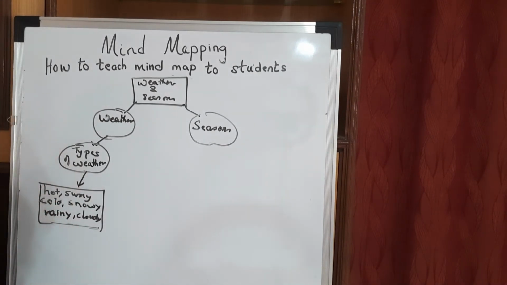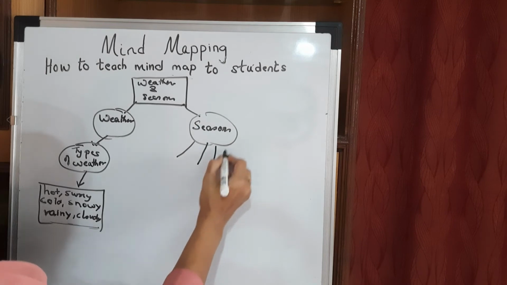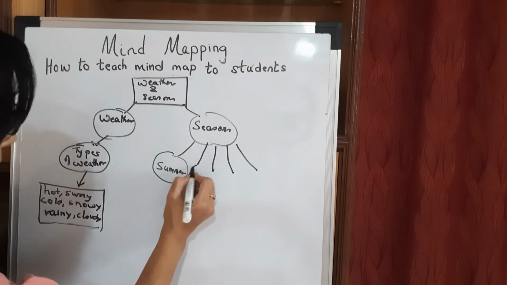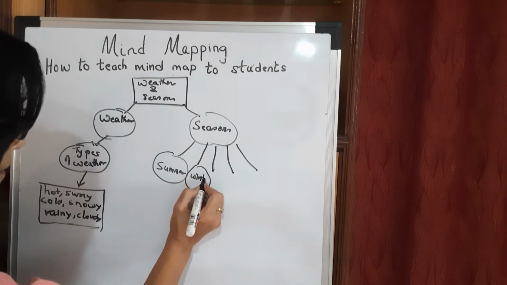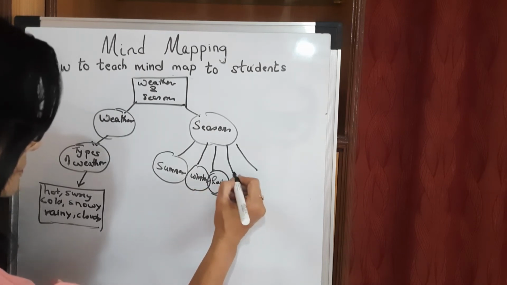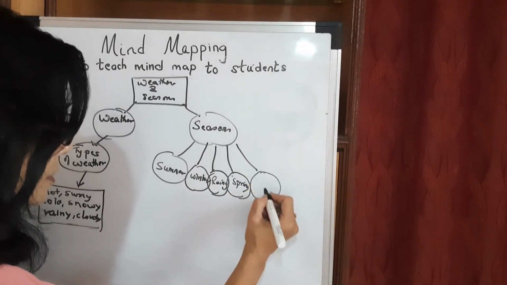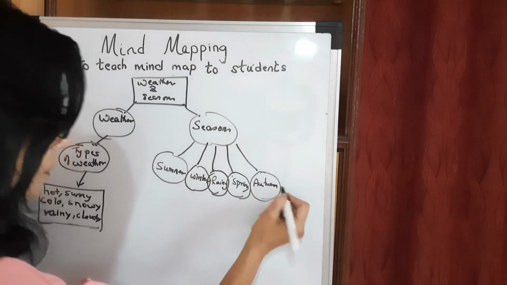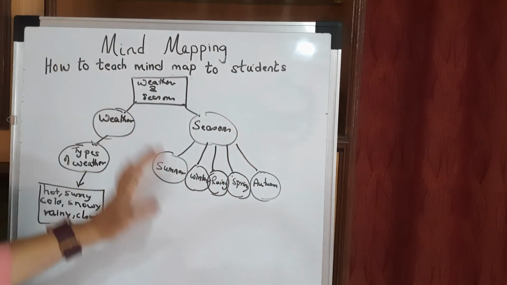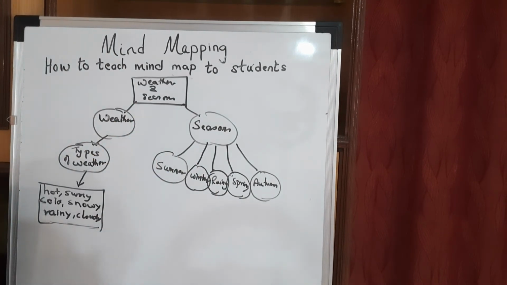Then in seasons, as we discussed, there are 1, 2, 3, 4, 5. That is summer. They have to remember summer, winter, rainy, spring and autumn. So when they know the seasons, they'll remember the 5 seasons: summer, winter, rainy, spring and autumn. And they should be learning about these more important concepts.